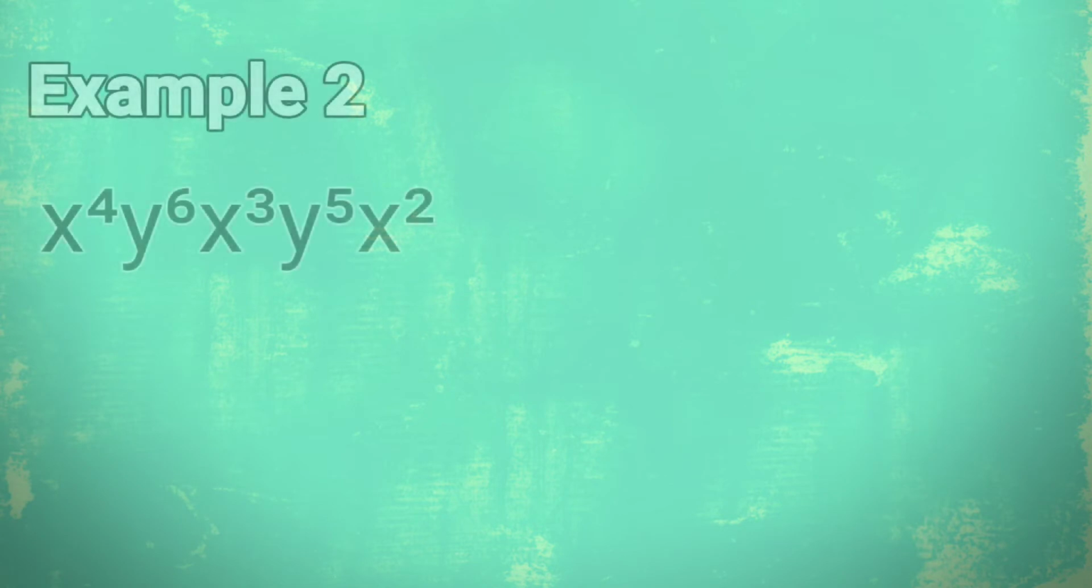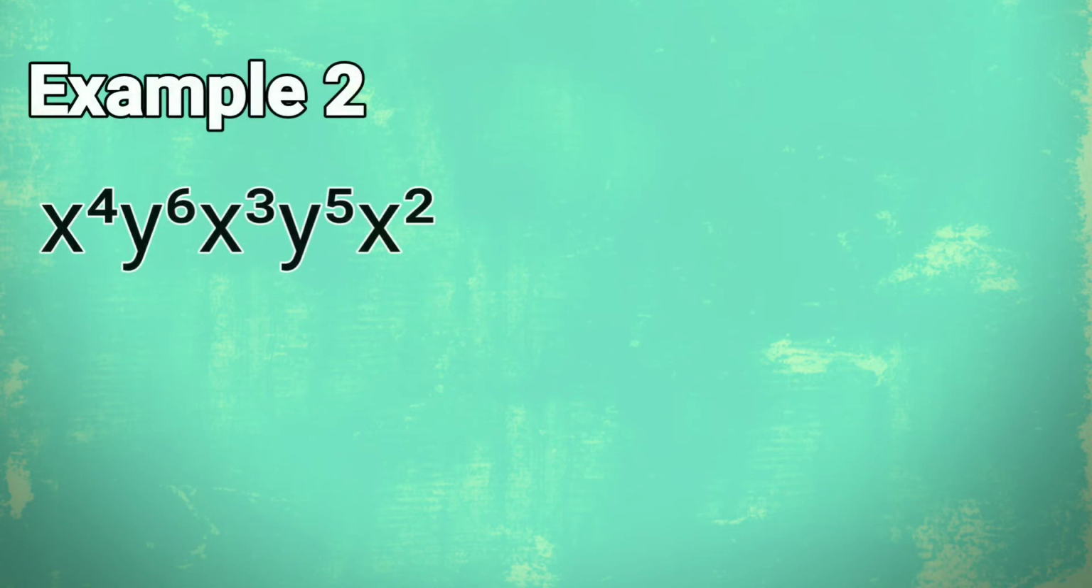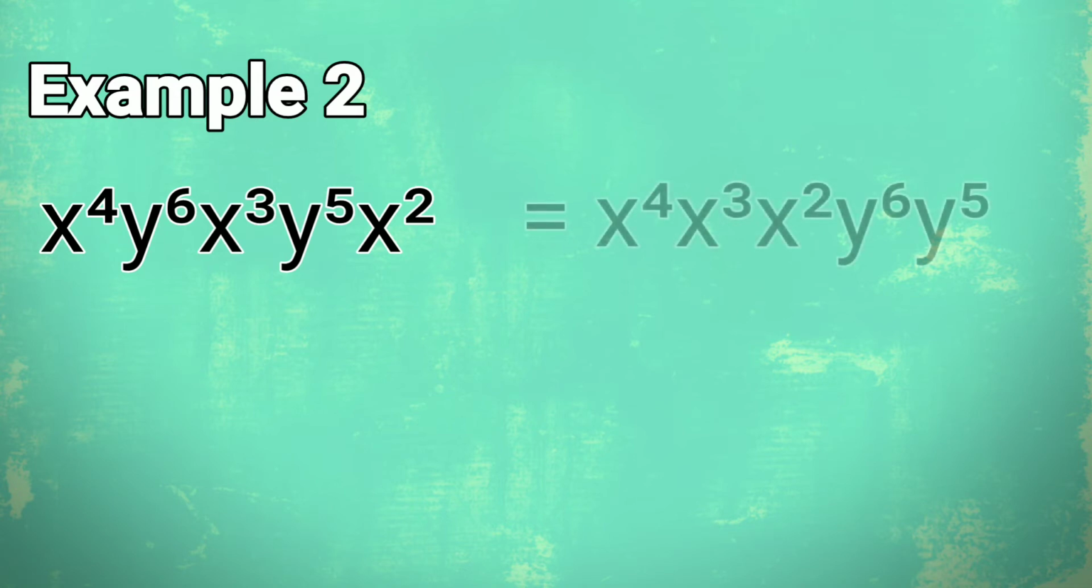Moving on to example 2. And it looks kind of bad, but notice, it's just a bunch of powers being multiplied. And some of them have the same base. We have some with the base of x and some with the base of y. I find it helpful if I rewrite my problem and put all the ones with the same base near each other. You do not have to do this.